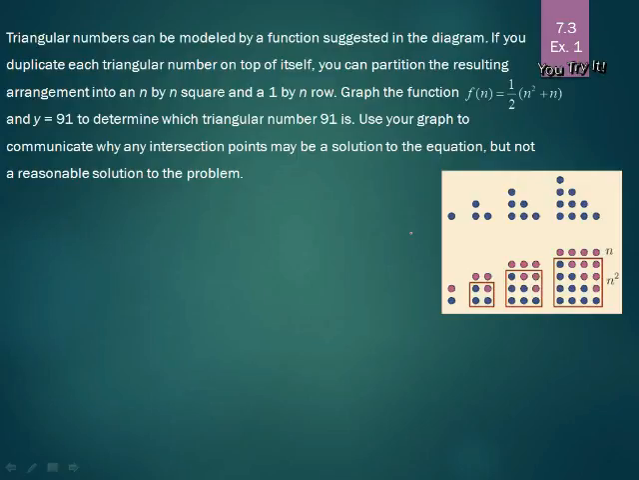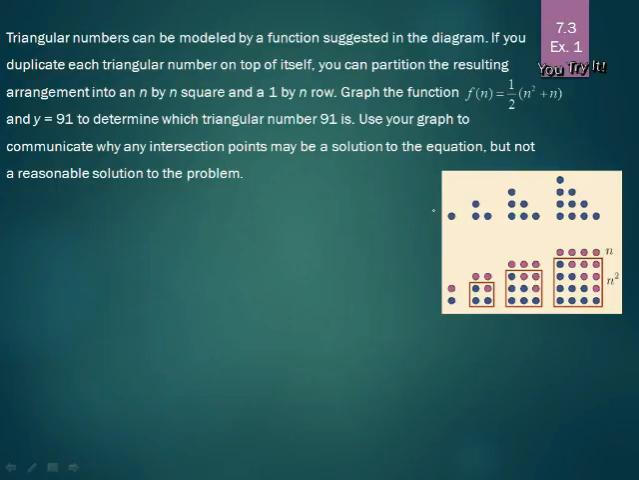Triangular numbers can be modeled by a function suggested in the diagram. If you duplicate each triangular number on top of itself, you can partition the resulting arrangement into an n by n square and a 1 by n row. Graph the function f of n equals 1/2 times n squared plus n and y equals 91 to determine which triangular number 91 is. Use your graph to communicate why any intersection points may be a solution to the equation but not a reasonable solution to the problem.